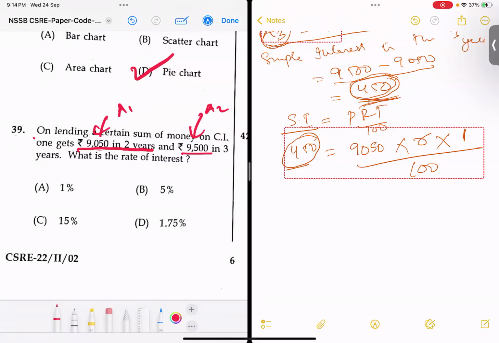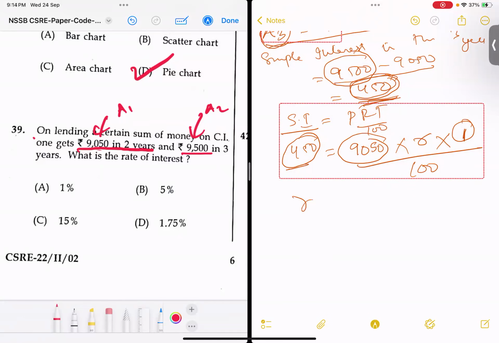So in order to calculate the simple interest in the third year, we have to take the second year amount as the principal, right? So this becomes the principal. And we're taking the time as 1 year. Why? Because the change from second year to third year is only 1 year, right? So rate is equal to 450 into 100 divided by 9050, okay?